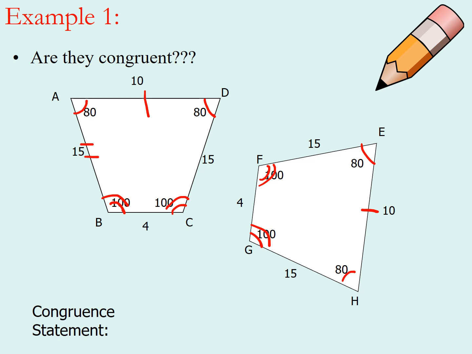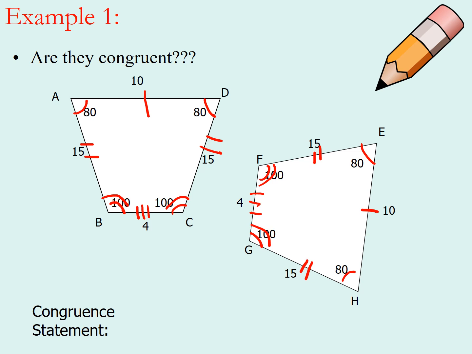And then we also have a side length of 15 on one image and another side length of 15 on the second image. So all four of those sides get the same amount of tick marks, which is 2, because they all measure the same length, which is 15 units. And then last but not least, line segment BC is congruent to line segment FG because they both measure 4 units. So now we have to make sure that the points in the order that we write them are corresponding.